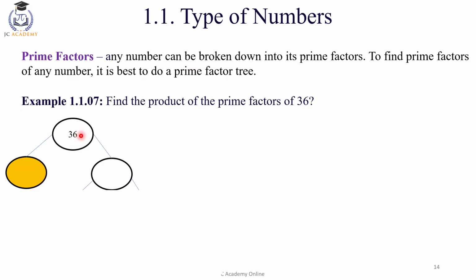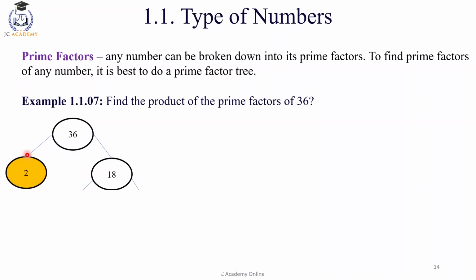So the easiest thing to do is divide it by 2. So if we divide 36 by 2, we get 18. Okay, so for 2 branches of 36, we have 18. Now we know that the number 2 you can't break down any further. If you try to break it down, you'll get 2 times 1, right?